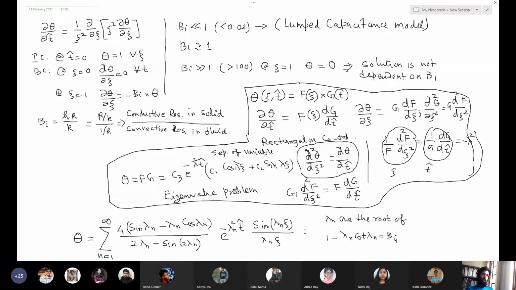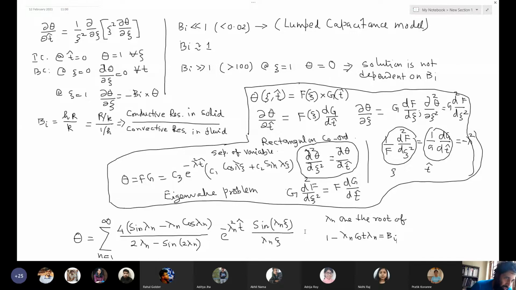Let me repeat again, Biot number much less than 1. You don't have to use this solution. A separate lumped analysis I will show you, that has to be used. And what is Biot number much less than 1? Anything Biot number less than or equal to 0.02. Anything above 0.02, you have to use this solution. For Biot number greater than 100, you can use the solution for Biot number 100. And why that is important, it will be clear.